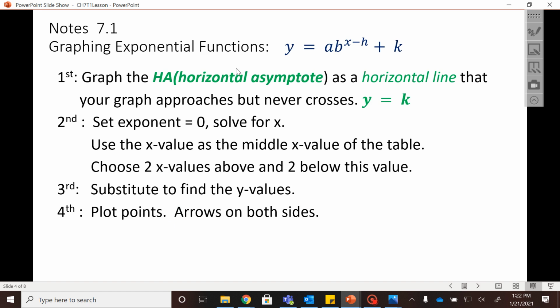All right. We start by graphing the horizontal asymptote, which is determined by the k value. Whatever the k value is, that's the horizontal asymptote. We set up a table, and in the middle of the table, we put the x value that will make the exponent equal to 0. Then we choose 2 values to the left of that and 2 values to the right of that. We plug in those x values to find their corresponding y values, and then we plot our 5 points to create our graph.